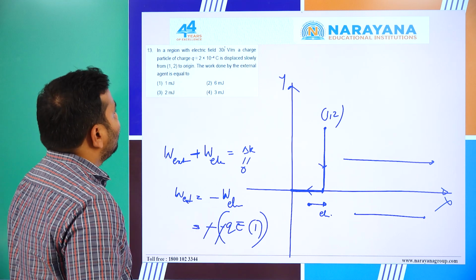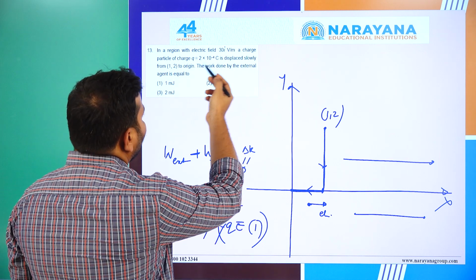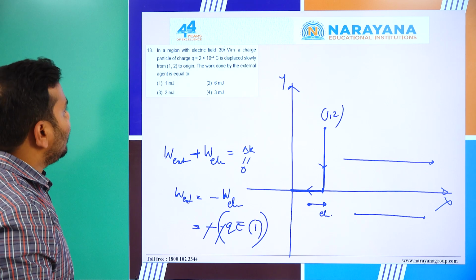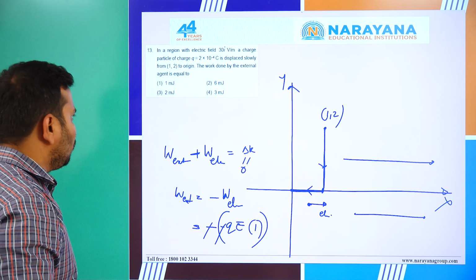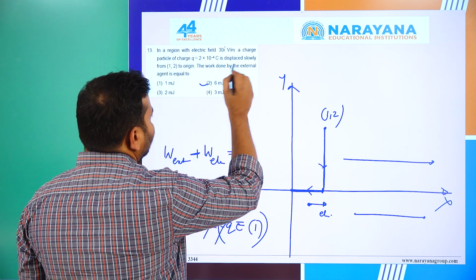So Q into E, where E value is 30 and Q value is 2, and you will get 60 into 10 power minus 4 joules. So this will become 6 millijoules, right?